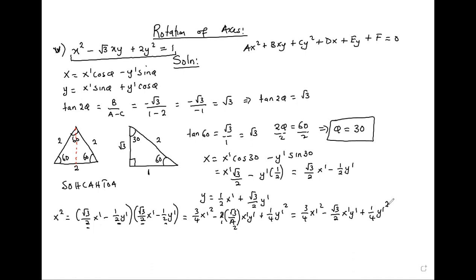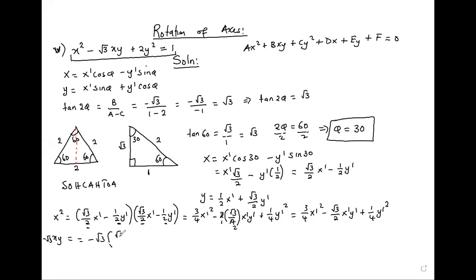Then from there, we go to the middle one, xy. So you can even put the minus √3 first. So that will have minus √3 x.